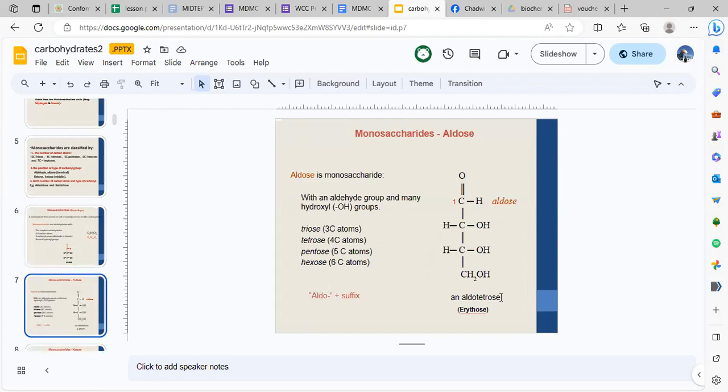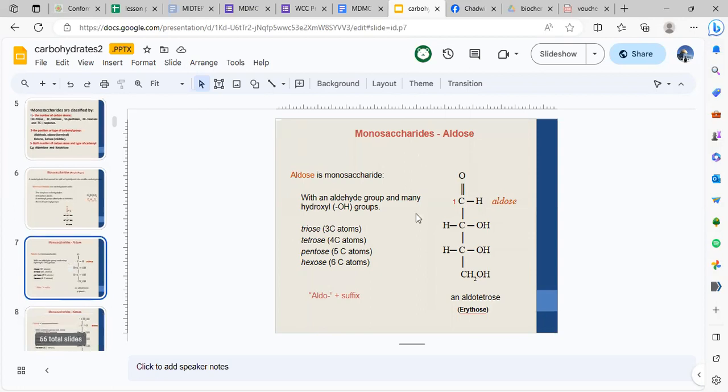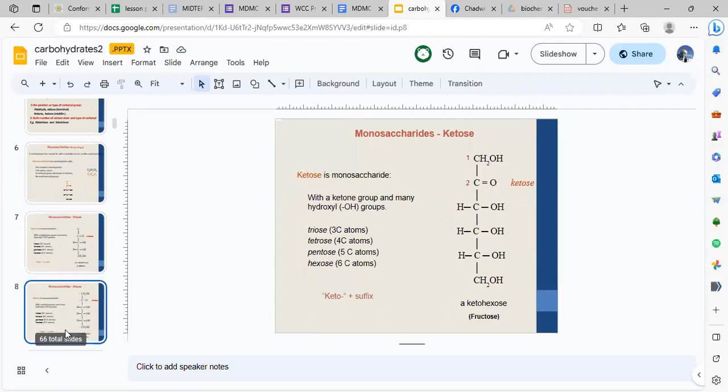So this is the one we talked about, aldotetrose. So the name of this structure is erythrose. Okay, so because the carbonyl is found here, C double bond O, and then you have H, it's an aldose. And according to the number of carbons, it's a tetrose. So it's an aldotetrose.